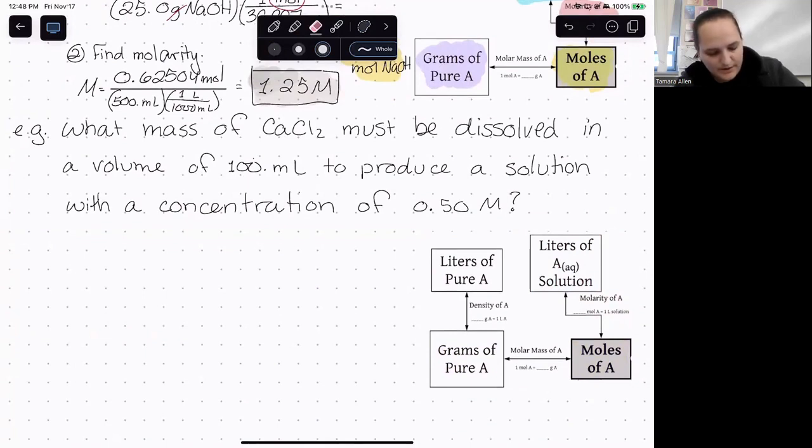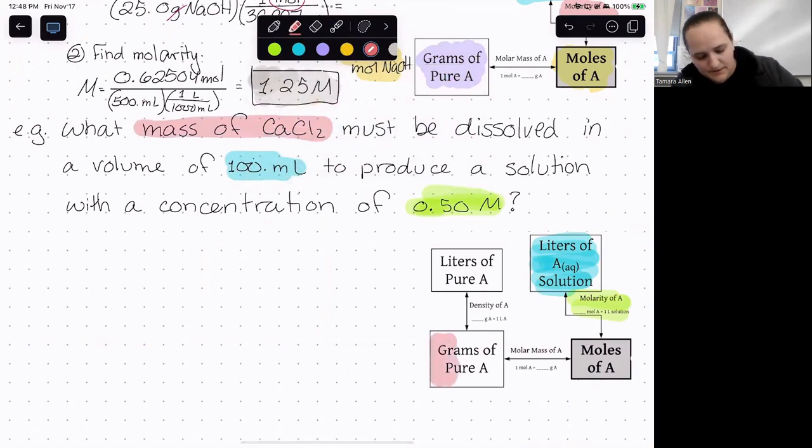what we know this time is the molarity, we know the volume. Those are given to us initially, and what we're asked to solve for is what mass of our substance do we have to dissolve in order to produce this solution?